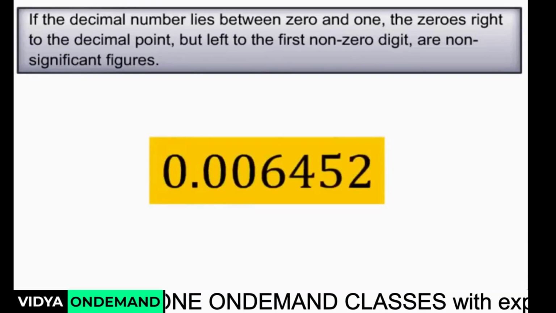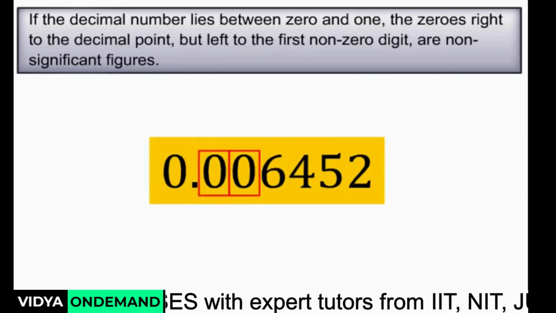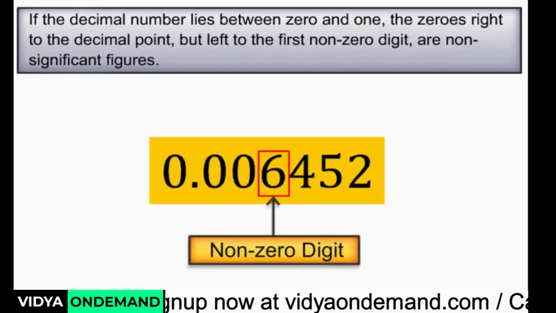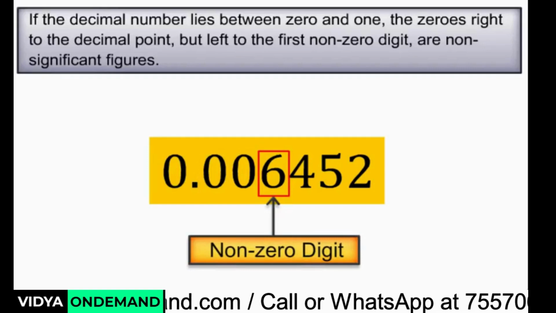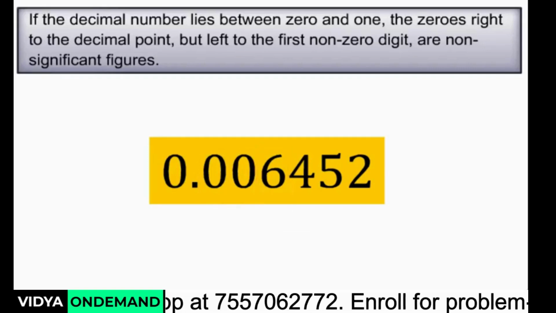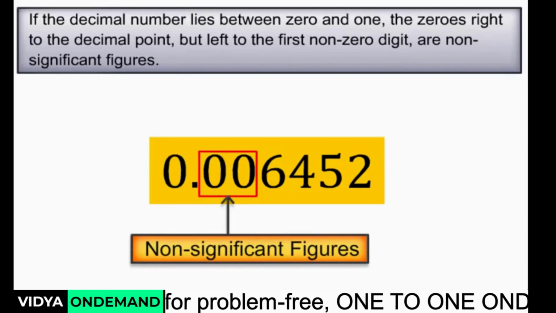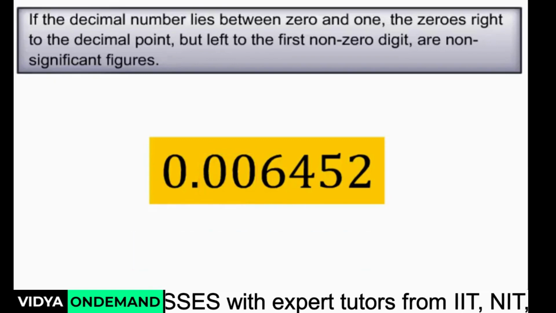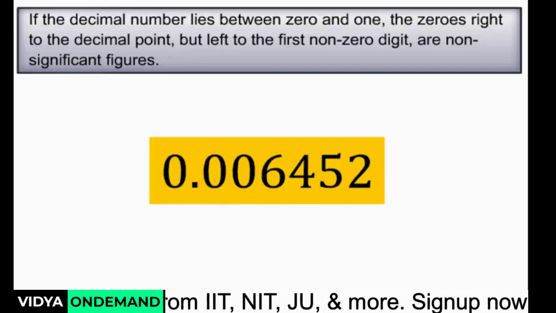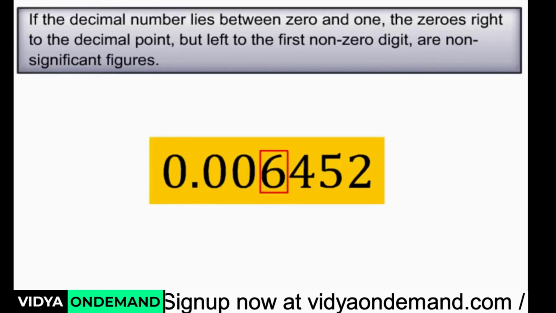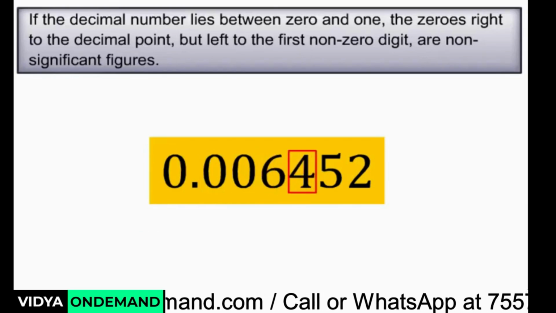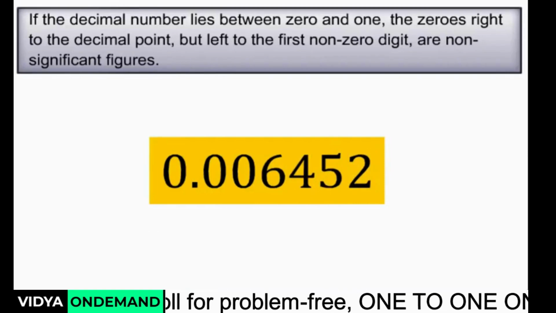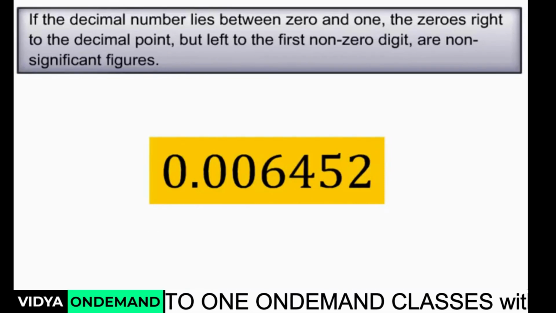Observe that there are 2 zeros between the decimal point and the first non-zero digit, that is, 6. These zeros are non-significant figures. Hence, the significant figures in this number are 6, 4, 5, and 2. Therefore, the number of significant figures is 4.